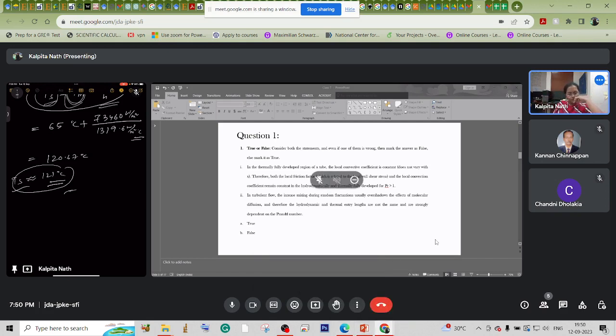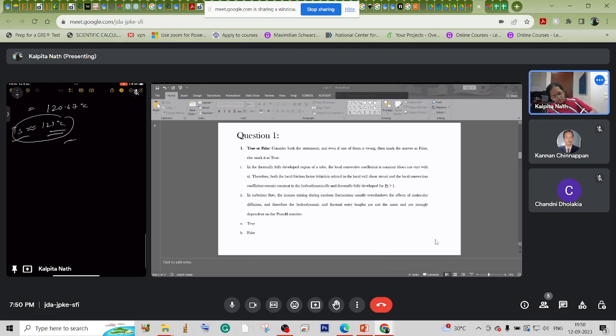Anyone? Are you having any difficulty in understanding? In turbulent flow, there is intense mixing during the fluctuation. So as it is, the churning is very heavy in turbulent flow. So the hydrodynamic and thermal entry lengths are not the same, and if not the same, are strongly dependent on Prandtl number. So the question is whether the hydrodynamic and thermal entry lengths are different in turbulent flow. And if they are, then obviously it will be dependent on Prandtl number. Okay, I'll give you 1 minute to understand the question and then answer.